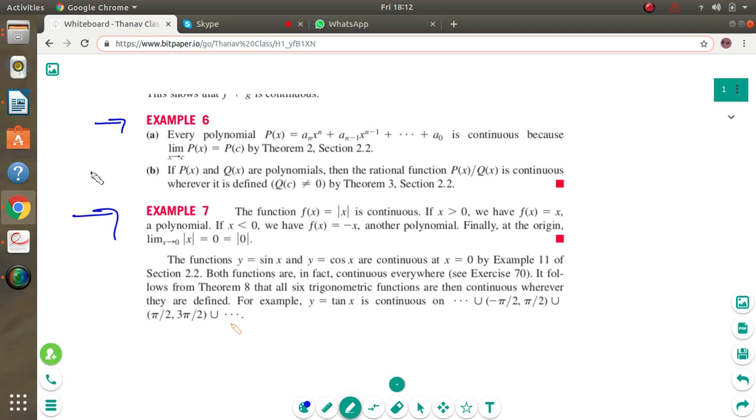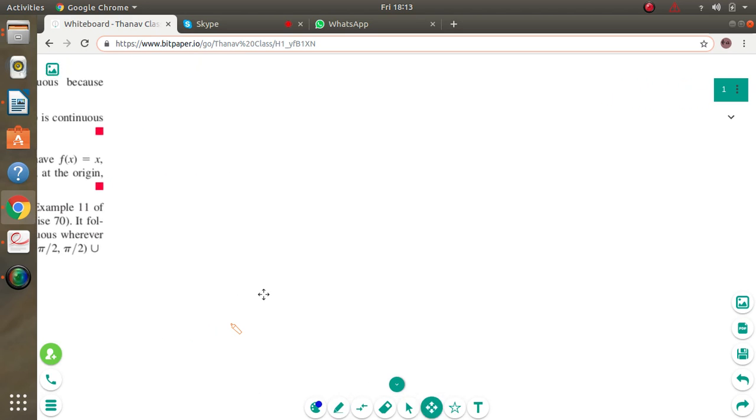So any doubt in this question? Doesn't tan x is continuous because sin x and cos x are continuous? No, not like that. Not like that. Let me tell the graph here.